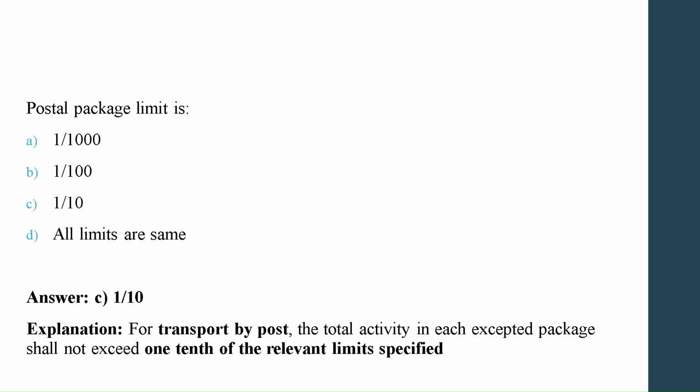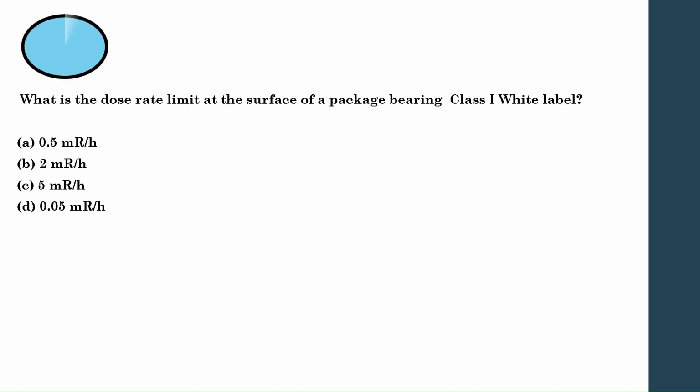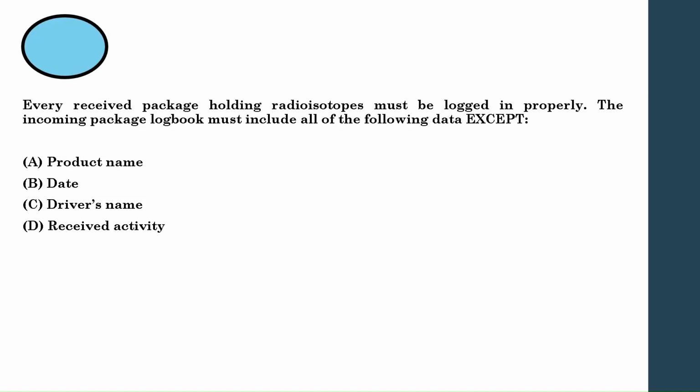Postal package limit is 1 by 10. For transport by post, the total activity in each accepted package shall not exceed 1/10 of the relevant limit specified. It is not 1 by 10 of A1 and A2. It is what has been specified for accepted packages. It is 1 by 10th. For white one category, the dose rate limit is 0.5 millirontgen per hour.